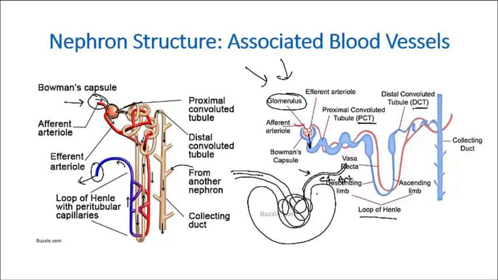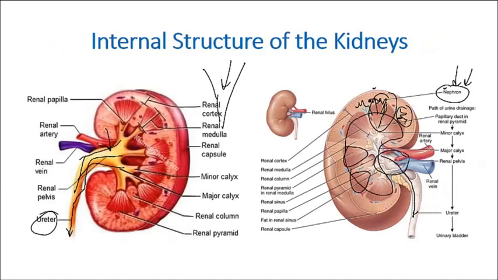So the nephron, if you look at it as a whole, has several parts. It starts with Bowman's capsule, where the glomerulus is, then the proximal convoluted tubule, Henle's loop, the distal convoluted tubule, and finally the collecting duct, which collects all the urine material and passes it through the renal pelvis into the ureter.